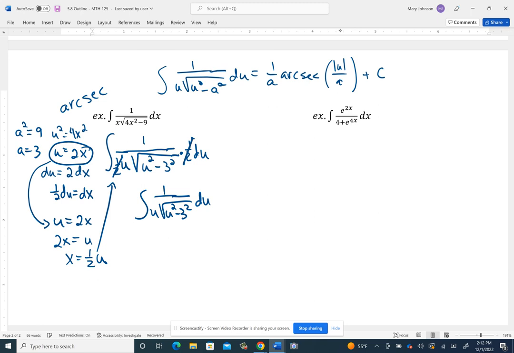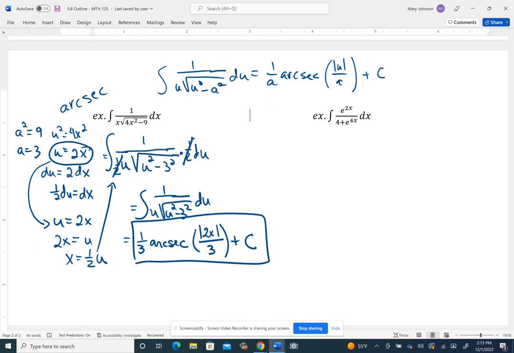So the formula says that when you integrate this, your answer is going to be 1 over your a, so that's 1/3. Then you're going to have arcsecant of the absolute value of your u, which in this case was 2x, divided by a, which is 3, and then don't forget your plus c. I do need to keep the absolute value on the 2x because it could sometimes be positive, sometimes negative, so I have to watch out for that. And then that's my answer to that problem.